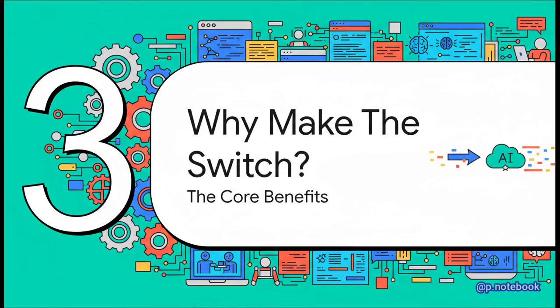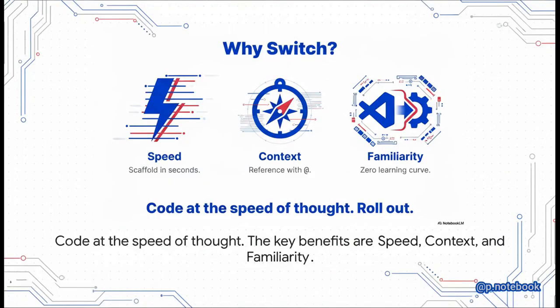So that was a pretty dramatic change for a simple task, wasn't it? Let's zoom out and just recap the core benefits. Why would you actually make the switch? It really boils down to three huge things. First, the incredible speed. You saw it, we're scaffolding whole features in seconds. Second is powerful context. Being able to reference your entire project gives the AI a superpower. And finally, familiarity. Because this is a fork of VS Code, there is zero learning curve. You really can code at the speed of thought.